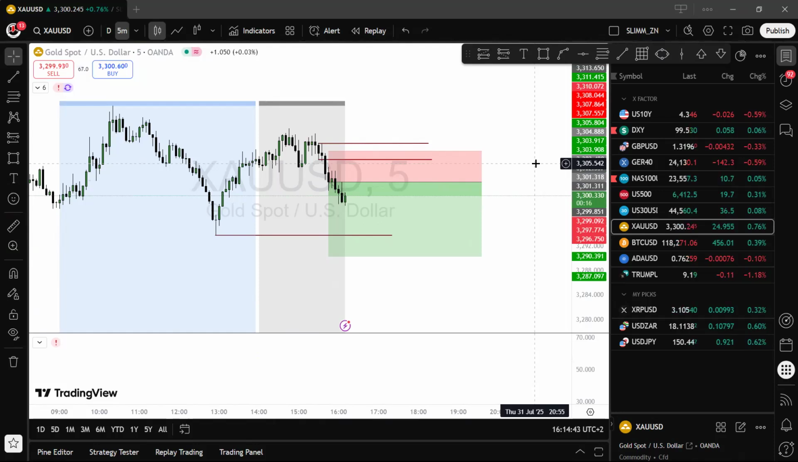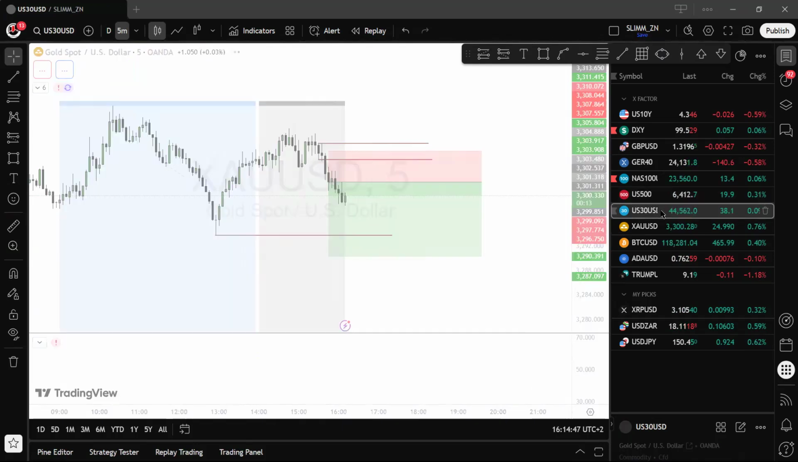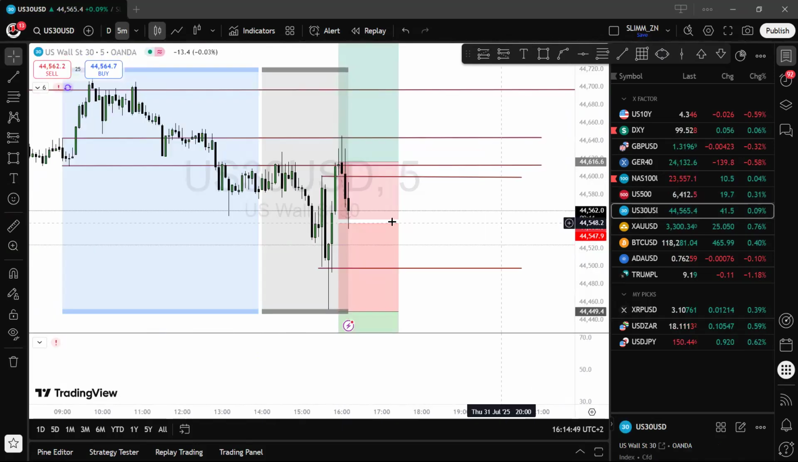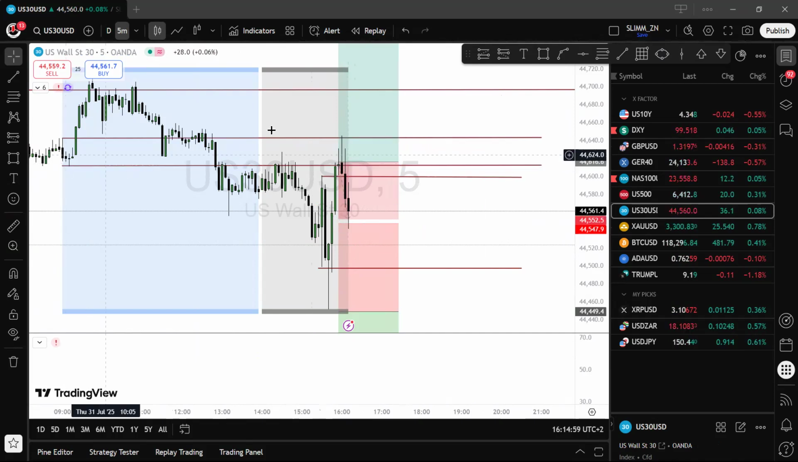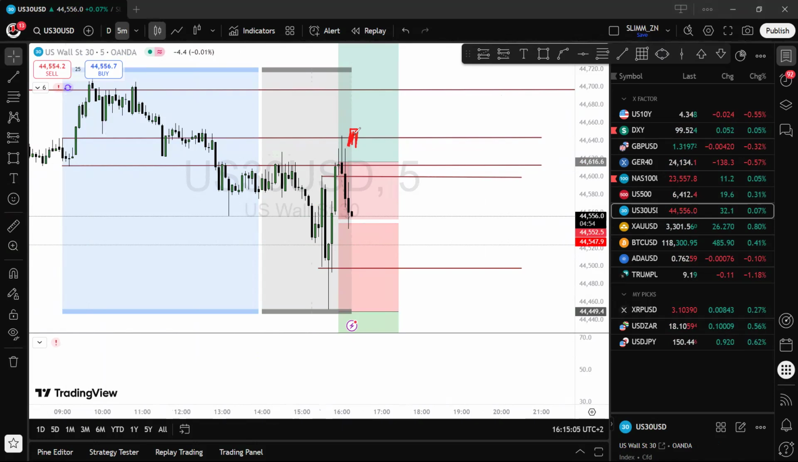Let me see what's happening with the... See, US30 back inside our opening range. Oh, we also found resistance on the London session range. So the best way to approach this probably would be to wait for price to close above the morning ORB for us to take buys.